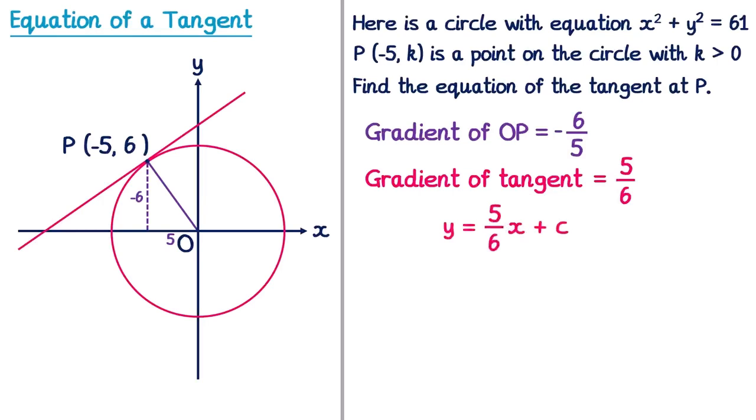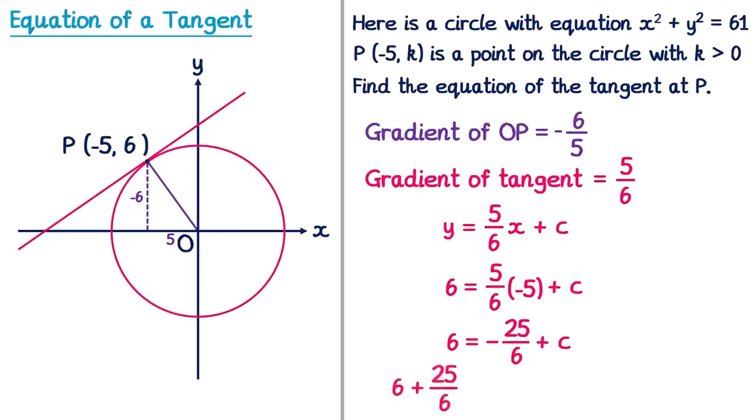And then we substitute in the coordinates for the point P. So P has an x coordinate of negative 5 and a y coordinate of 6. So it's going to be 6 equals 5 over 6 lots of negative 5 plus c. So 6 equals, we do 5 multiplied by negative 5, which is negative 25, so negative 25 over 6 plus c. We then add 25 over 6 to both sides, so we've got 6 plus 25 over 6 equals c.